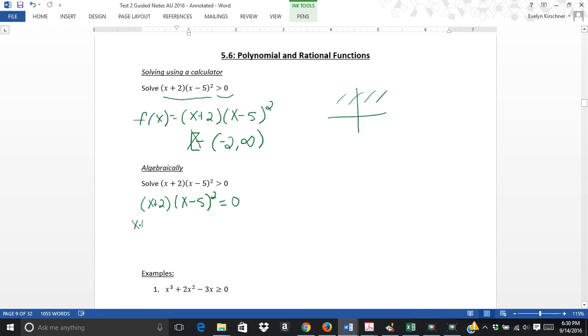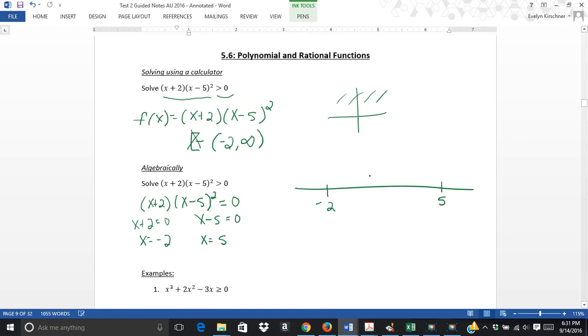Well, I know either x plus 2 has to equal 0 or x minus 5 has to equal 0 in order for this whole product to be 0. So I know x equals -2 and x equals 5 are my critical points. So what we do is we draw a number line and I write my critical points in. So I have -2 and I have 5.